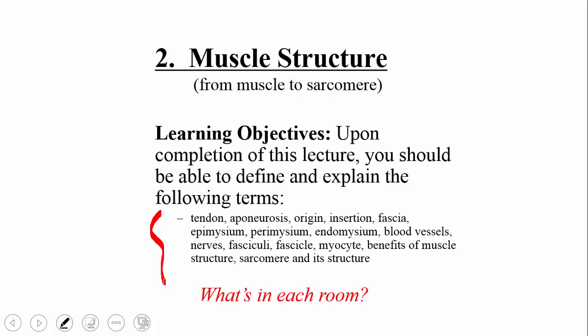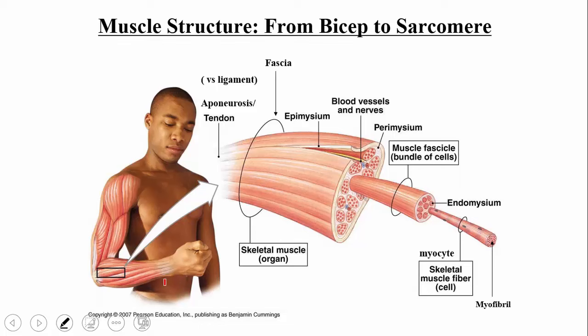Okay, so what's in each room? Let's continue that question. If we look at the muscular structure, I'm saying from bicep to sarcomere. In other words, let's start with something like a bicep. And bicep would be right here, just so I don't confuse you on my picture.